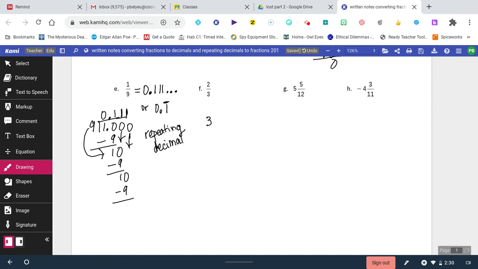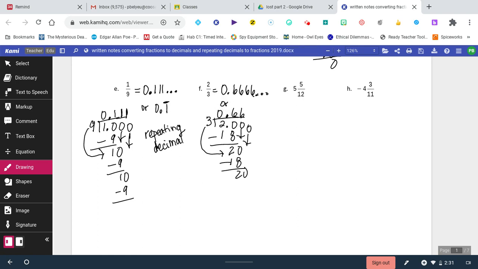All right, 2/3, top and bottom out. No groups of 3 out of 2, but I can get 6 groups of 3 out of 20. That's 18. When I subtract, I get 2. Add a 0 and bring it down. How many groups of 3 can I get out of 20? Again, that'd be another 6. But if you notice, this thing keeps repeating. It's going to repeat the digit 6, okay? So I'm just going to write a few 6s. Or you can write it in bar notation. The digit that is repeating is a 6. Only write that repeating digit once and use bar notation.